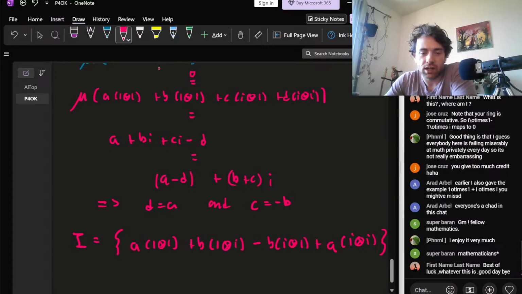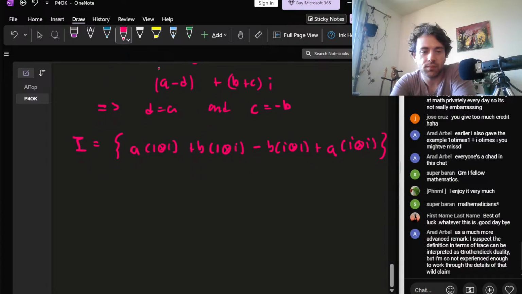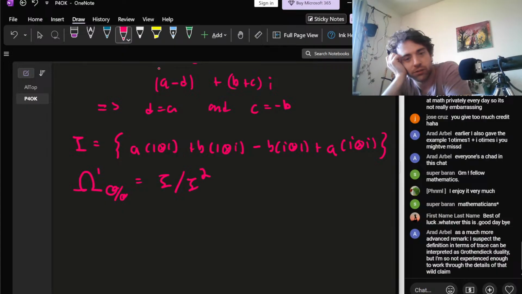Okay, and here goes an A. Great, so we figured out our kernel, and now our relative differentials is going to be I squared. Gosh, do I really want to compute the square of this ideal? It's probably not so bad, right? Do we need to work out the square of this ideal though?